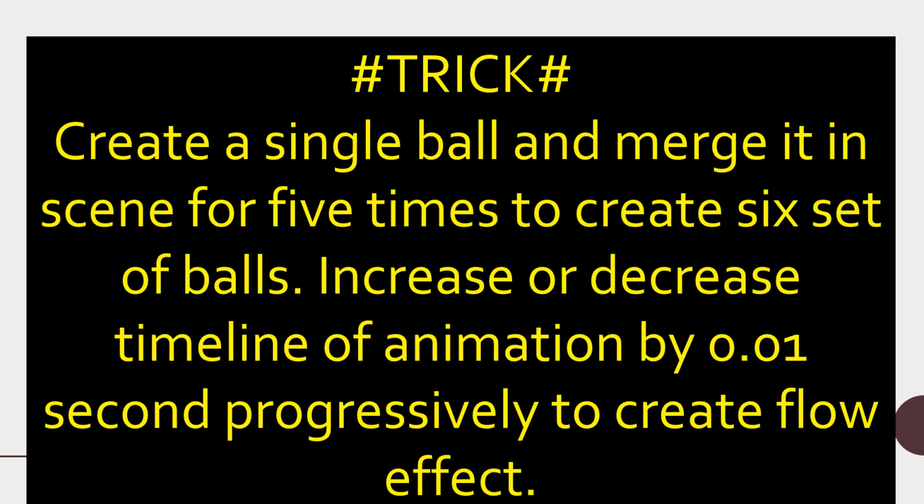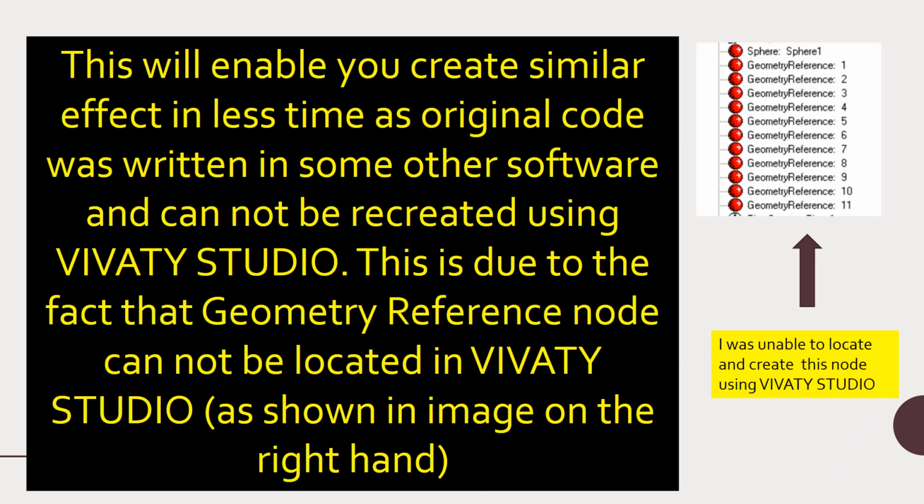Every time we merge a ball which is moving in a spiral, we may increase or decrease the animation timing by 0.01 second, so that you can see the flow, and when there are a number of cycles, the flow will be very much visible to the user. This will enable you to create a similar effect in less time, as the original code was written in some other software.